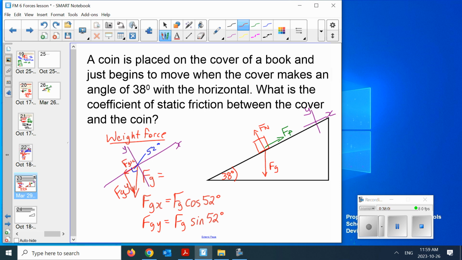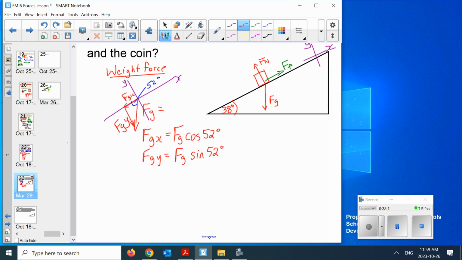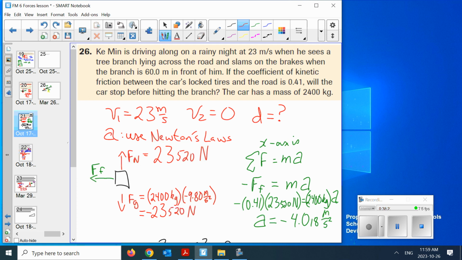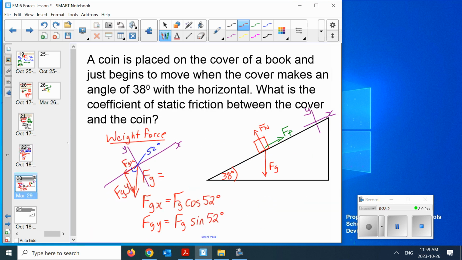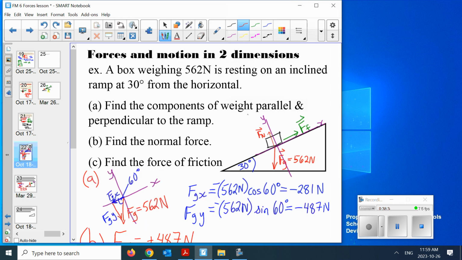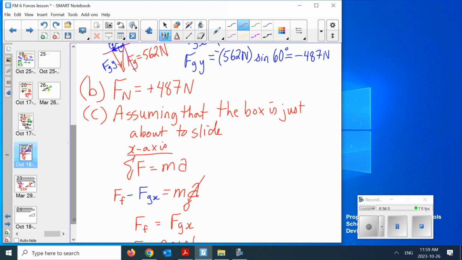We want to talk about static friction, so that's going to be the x-axis. I'm going to flip back for a second here. That's the wrong one I flipped back to. There we go. We use those values. Find the normal force, and that's just the opposite. It's just FG, but positive. And then it's the same process there, but we'll talk about it tomorrow. Okay?